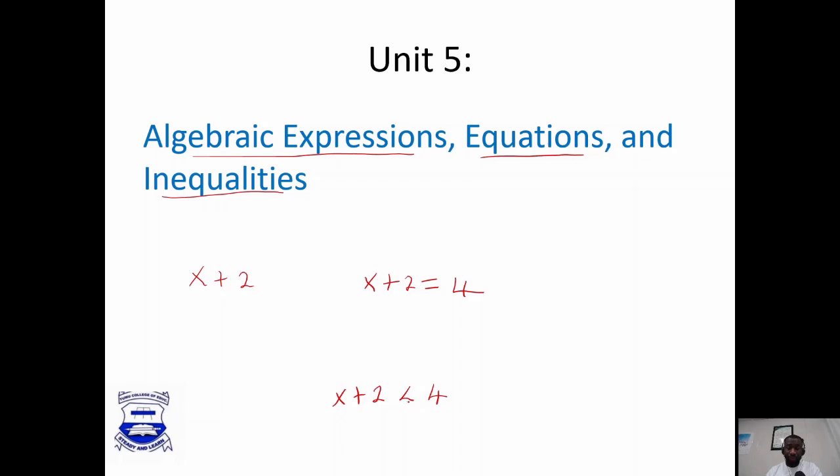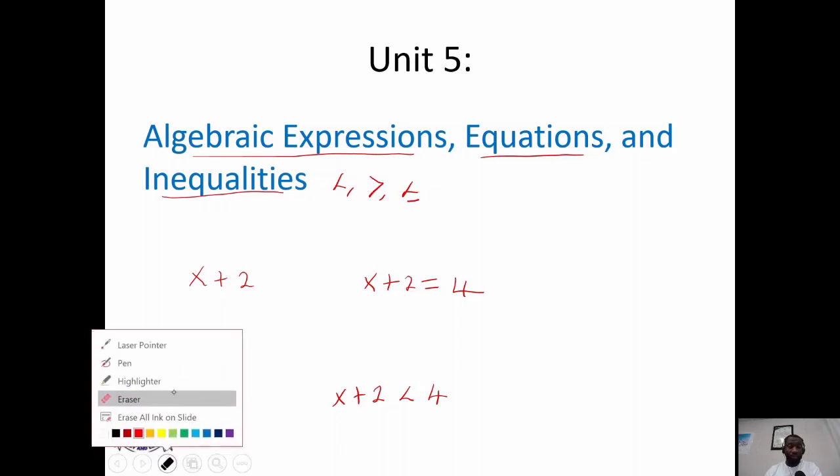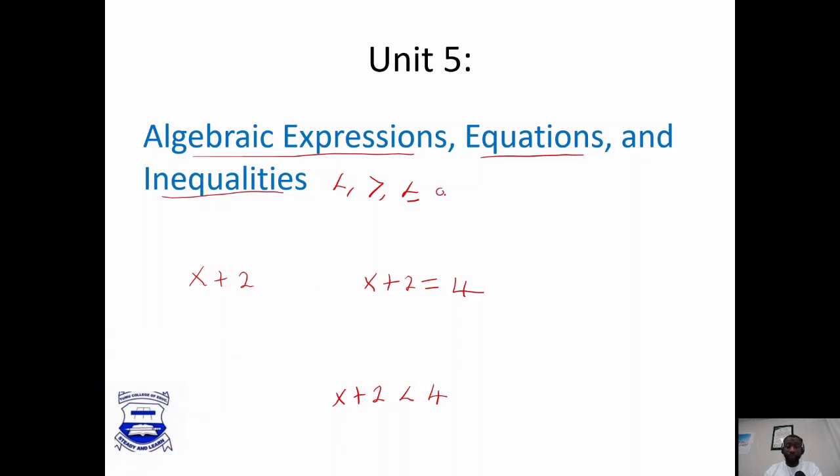Now, because of this symbol, anytime you see either less than, greater than, less than or equal to, and greater than or equal to, in any mathematical statement, then it's an inequality, because these ones are what we call the inequality symbols. So this is an expression, an equation, and an inequality.